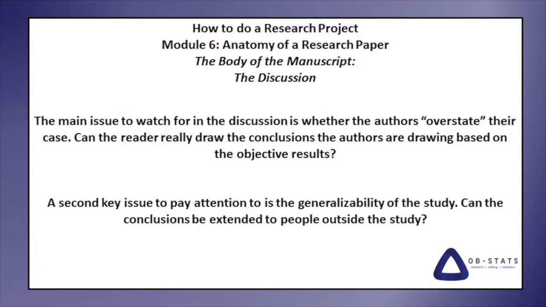Next in the research paper is the discussion section. The main issue to watch for in the discussion is whether the authors overstate their case. Can the reader really draw the conclusions that the authors are drawing based on their objective results? A second key issue to pay attention to is the generalizability of the study. Can the conclusions be extended to people outside the study?